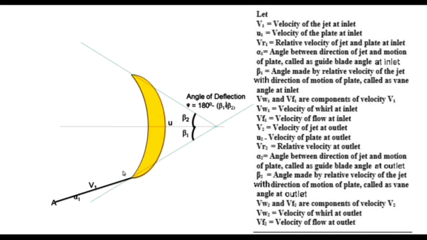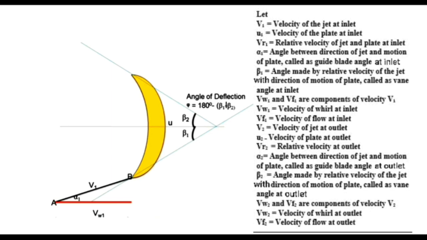Here the inclined line AB is equal to V1. So that is equal to velocity of jet at inlet. So here V1 is inclined. So that is velocity which is inclined with the angle alpha 1. So we will resolve this velocity into two components. So that is horizontal component and vertical component. So the red line indicates the horizontal component of velocity V1. So that is equal to Vw1.